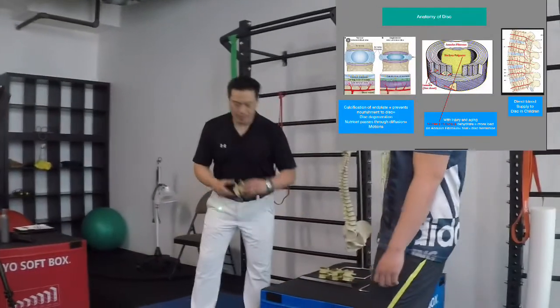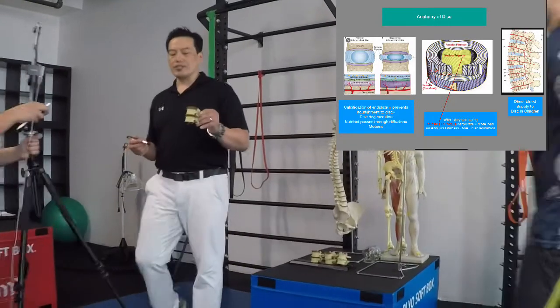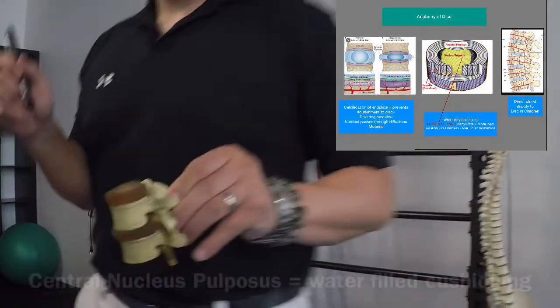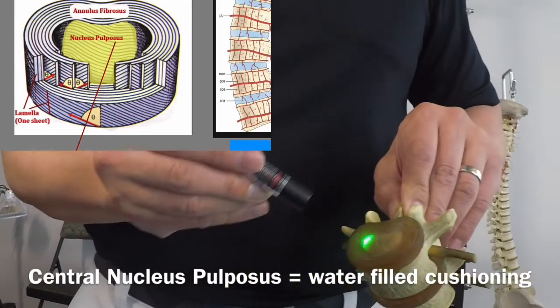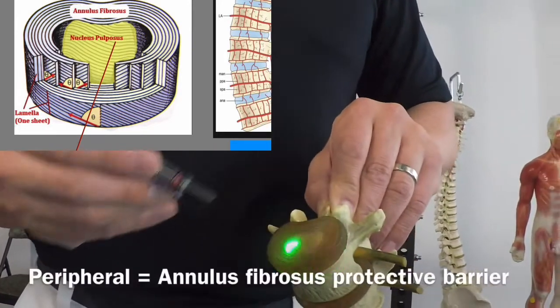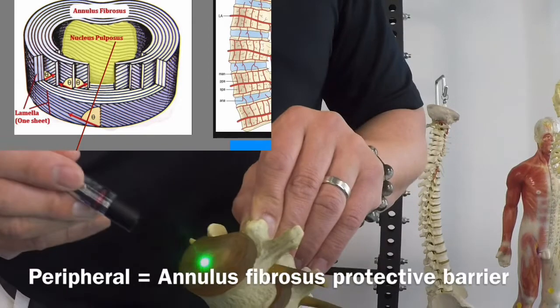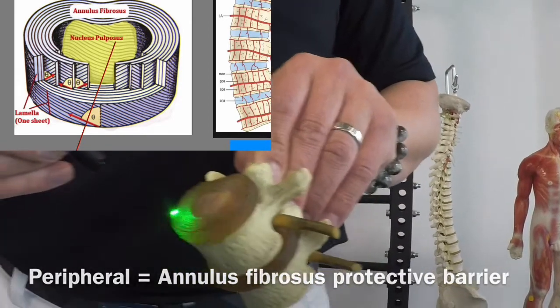Anatomy of discs. So this is a model of a disc, and this is a normal disc. When you look at the disc, you have the center space and the peripheral space. This is called nucleus pulposus, and this is annulus fibrosus.